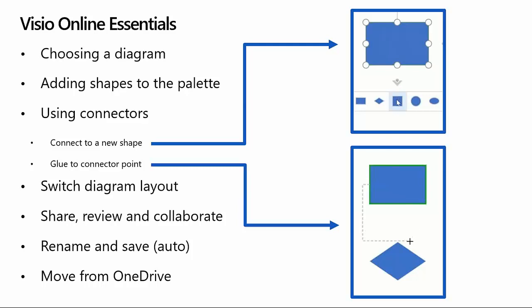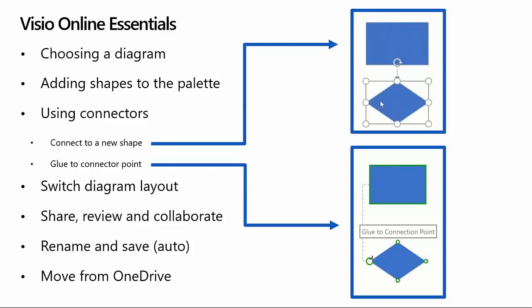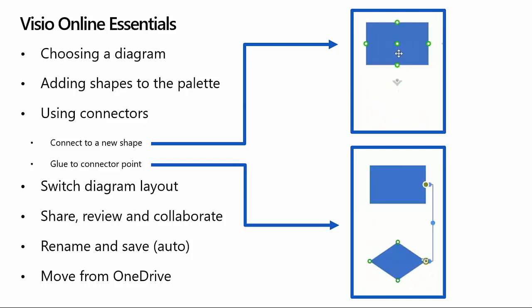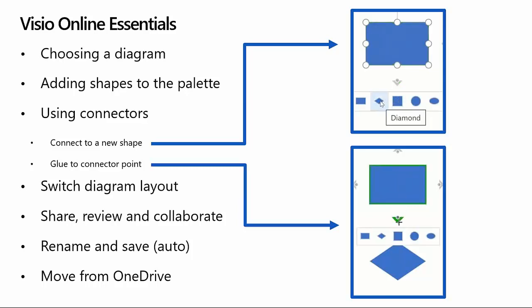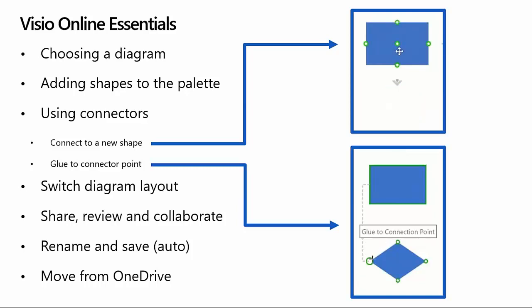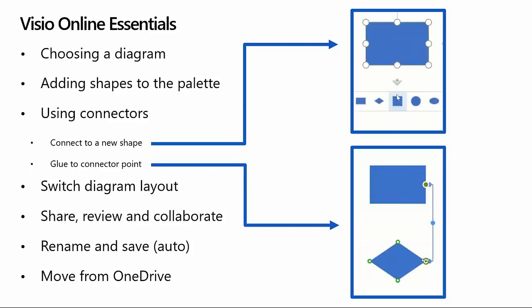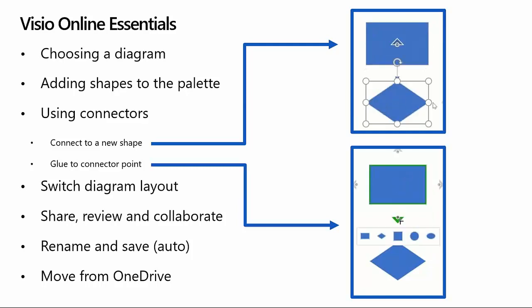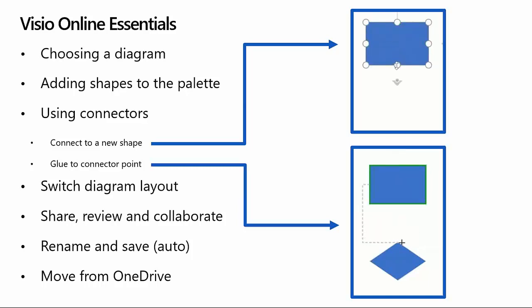What we're going to do is take you through a demonstration where we're going to get started by choosing an existing template. So we'll start with a diagram. We'll show you how to expand the number of shapes that you can include in your palette of shapes. And then we'll talk about using connectors, which is a breeze in Visio Online to bring your shapes together. We're also going to say, if someone gives you feedback and says, you know what, this would look better if you changed this and that, we're going to show you how to quickly switch diagram layout so that you can change your diagram very quickly without having to move everything manually.